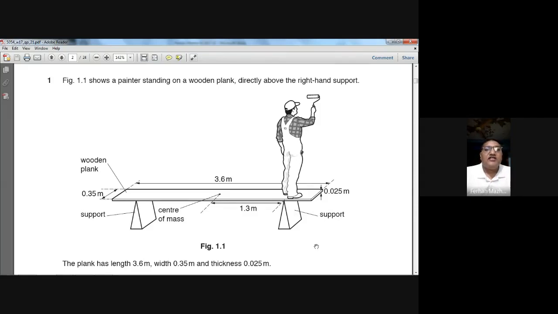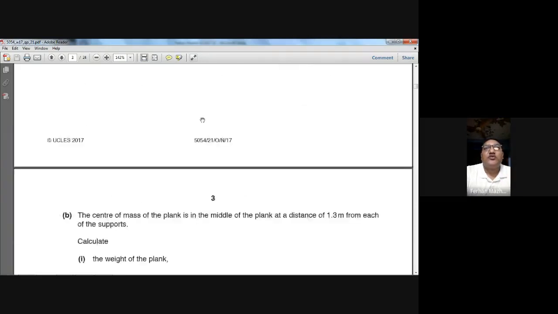The plank in the first situation was in equilibrium, but when the painter moves to the right, due to his weight a clockwise turning effect will be produced, the balance of the plank will be disturbed, and the plank will rotate to the right, or in a clockwise manner, about the right support.